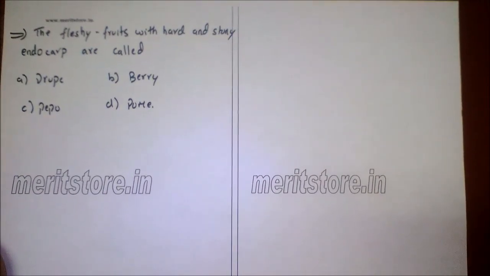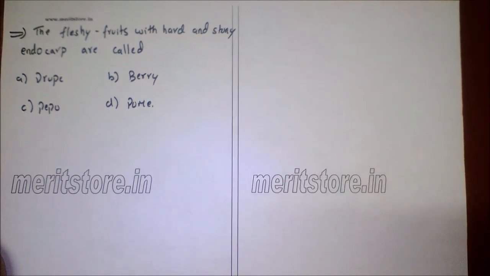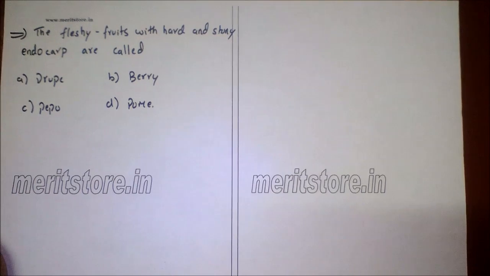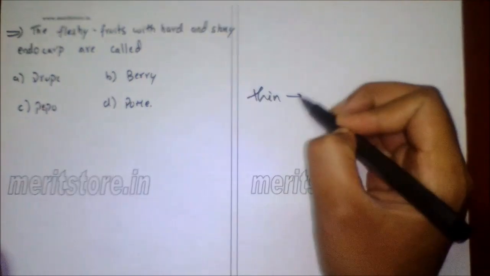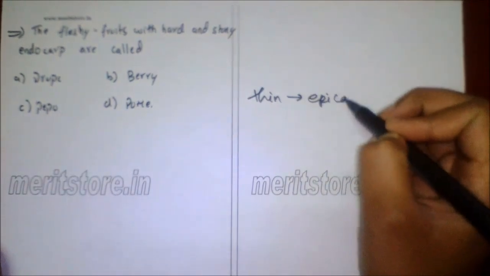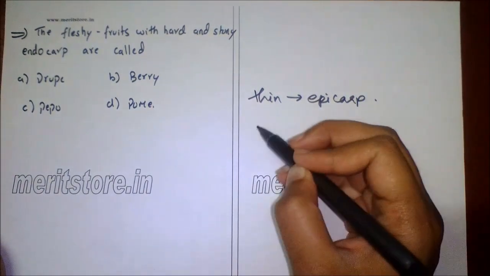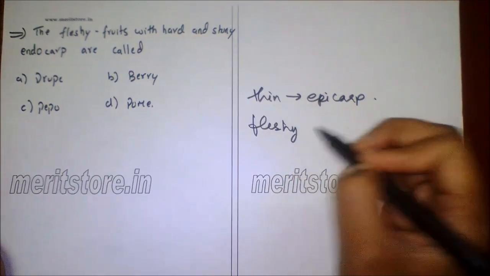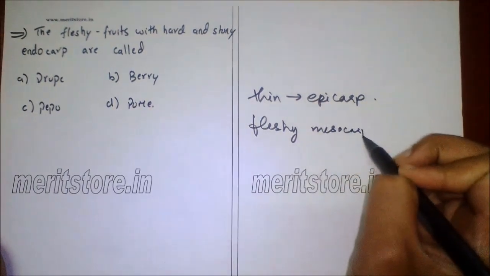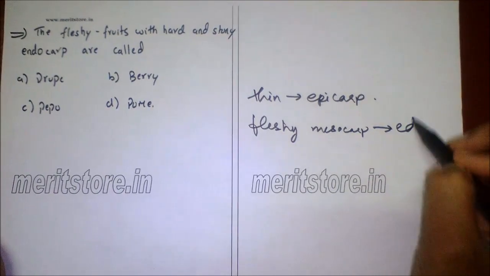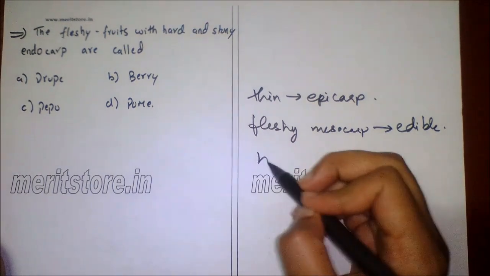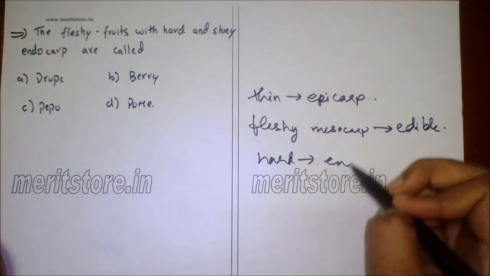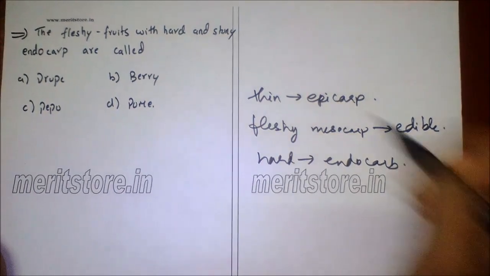The fleshy fruits with hard and shiny endocarp are called: A. drupe, B. berry, C. pepo, D. plume. So the pericarp of drupe consists of a thin epicarp, which forms the skin, a fleshy mesocarp which forms the edible part, and a hard and stony endocarp. So option A is the correct answer.